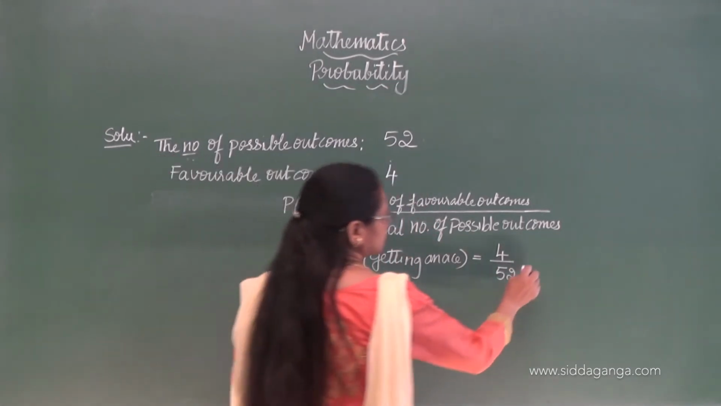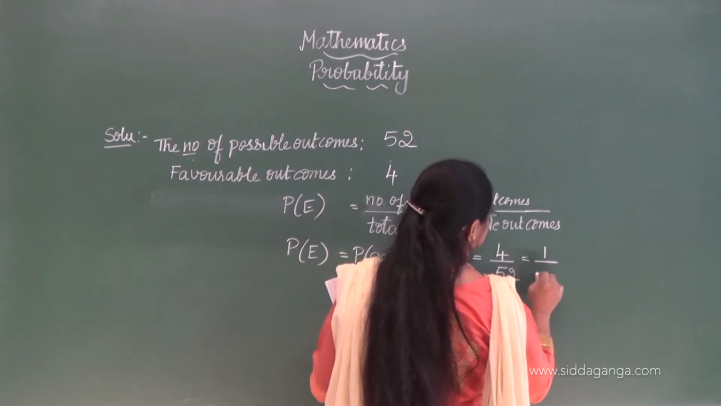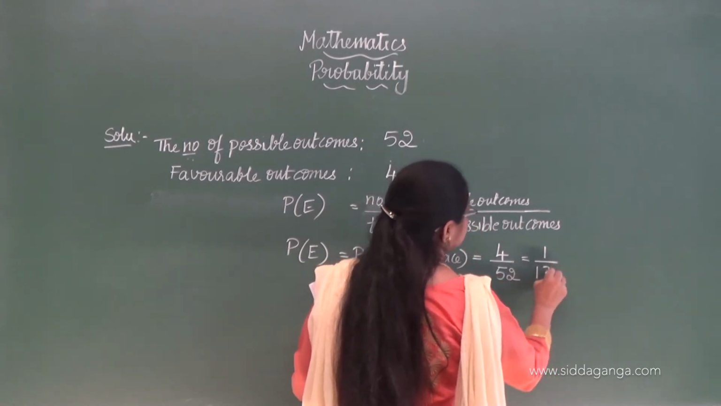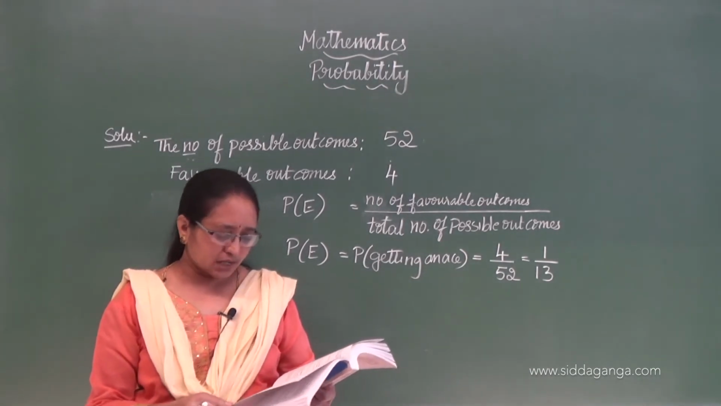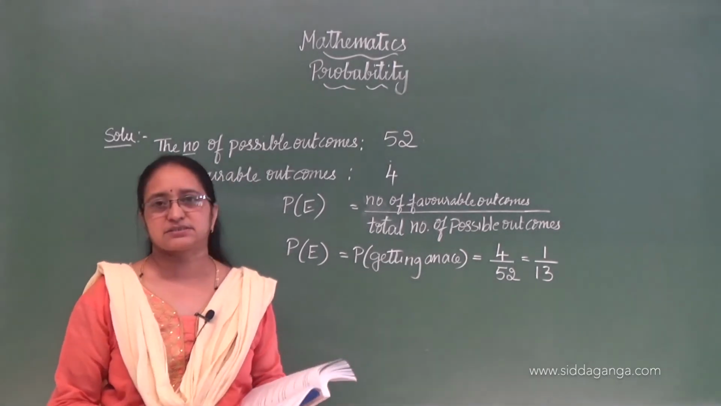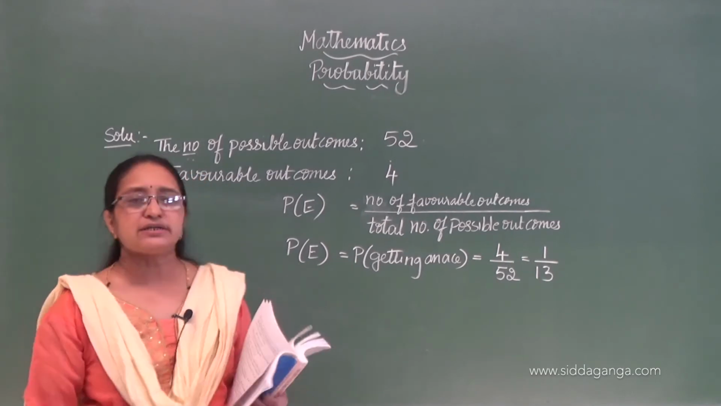So 4 ones are 4, 4 threes are 12, so you can simplify it to 1 by 13. Okay. Now, the card drawn is not an ace.